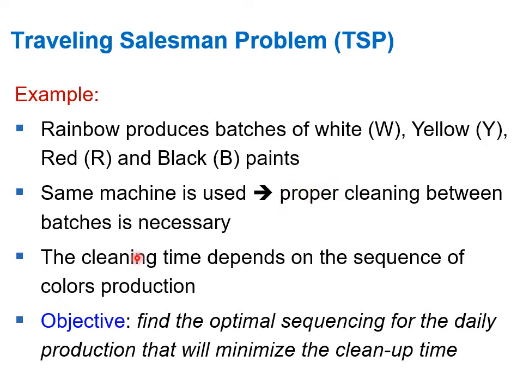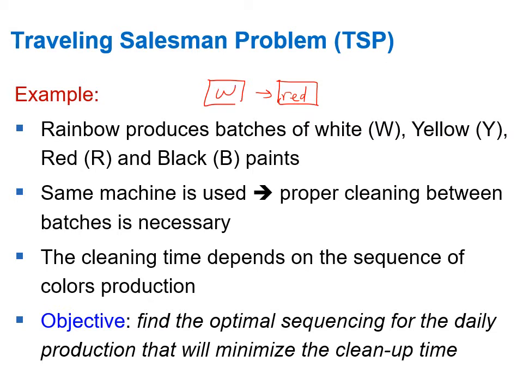But the cleaning time depends on the sequence of the production. Why is that so? Because basically, let's say you have a batch of red items, and when you produce these red items, then after that we switch to white.